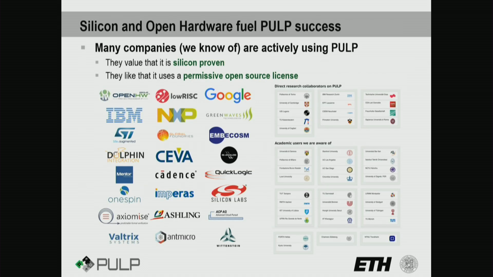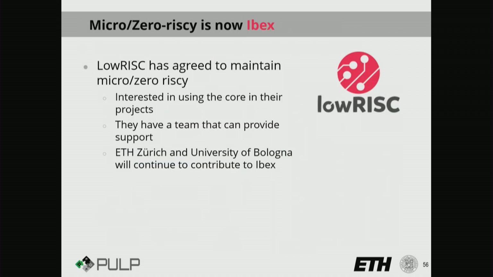Also, our tendency to try to manufacture these chips and go to silicon, and the openness of the hardware, is a big part of what fuels Pulp's success. We have many companies, which we are aware of, that actively use Pulp. When we talk to them, they always tell us that they value that it is silicon-proven, so they can start from the design and have some reassurance that it has already been working on actual silicon. And they like that it is permissively open source licensed, so they can also use it for commercial projects on their own.